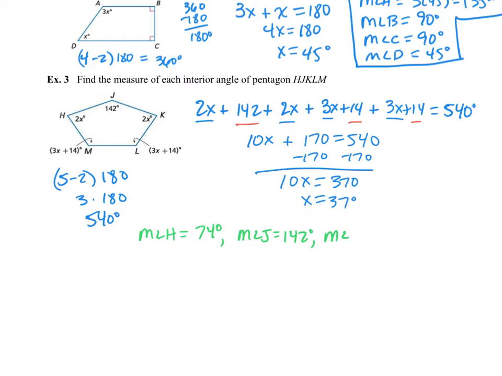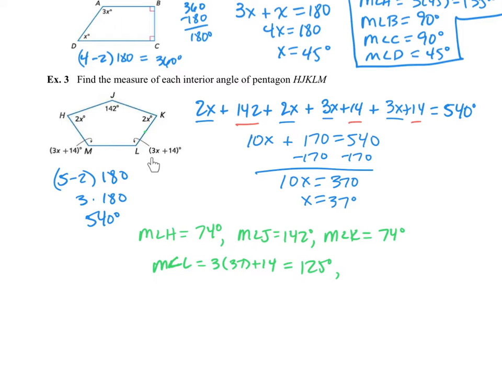Okay, the measure of angle K is 2 times 37, so that's 74 degrees. Okay, the measure of angle L is equal to 3 times 37 plus 14. All I'm doing is putting a 37 in for x, remember x was 37. So that's 3 times 37 plus 14, and that is equal to 125 degrees.